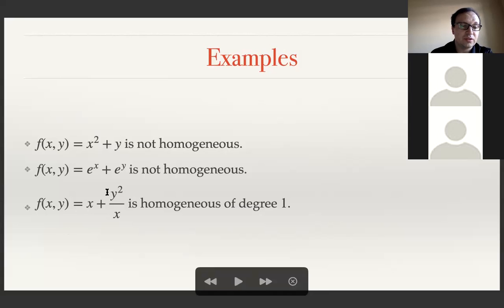So x plus y squared over x is homogeneous of degree 1. So x has degree 1, y squared has degree 2, and then 1 over x has degree -1. So the total degree of y squared over x is 1. So then both terms in this expression have degree 1. Therefore, f of x is a homogeneous function of degree 1.